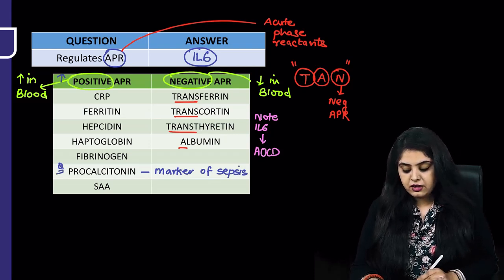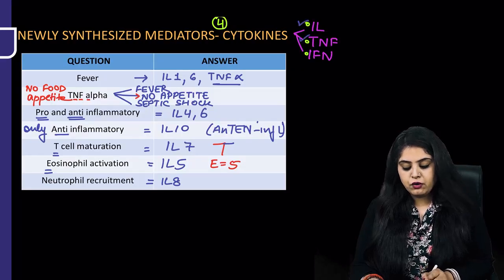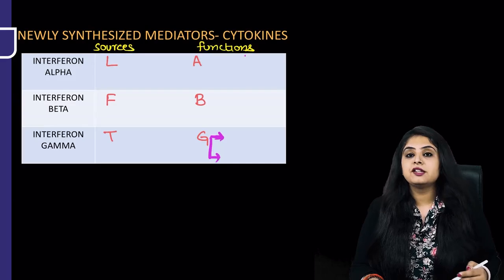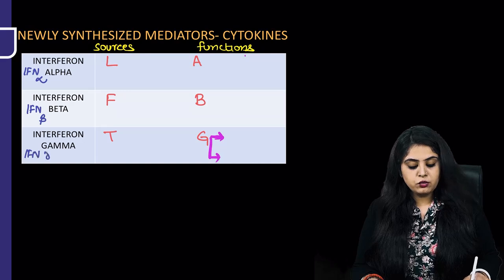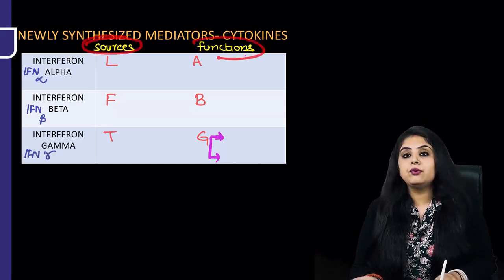Let's move forward. We have done all the interleukins and the TNFs. Now we move on to the last, that is interferons. Interferons are of three types, that is interferon alpha, interferon beta, and interferon gamma. So you get two types of questions. Where do they come from? What are their sources and how do they act?